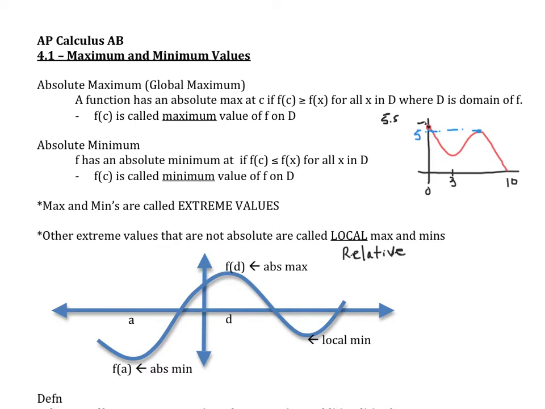If we're looking here again at this example, f of d is an absolute maximum because that's the absolute highest point I have on this curve, whereas f of a right here is an absolute minimum. That's the absolute lowest point I have on the curve, and this would be a local minimum. All right, let's slide this up.